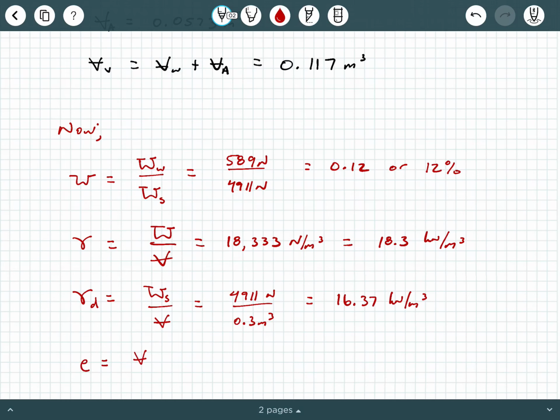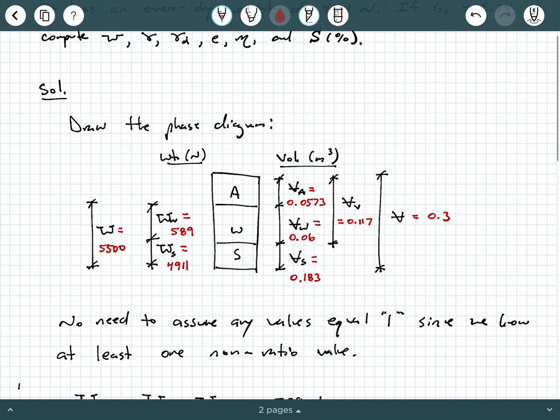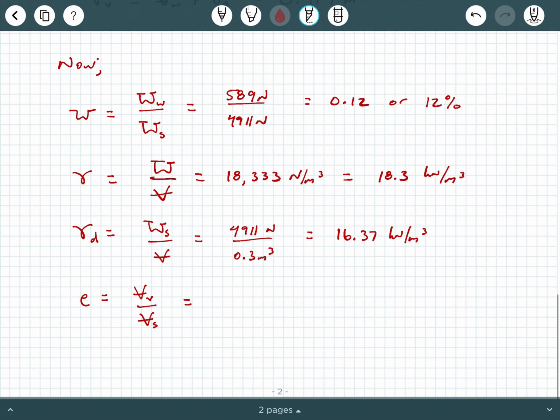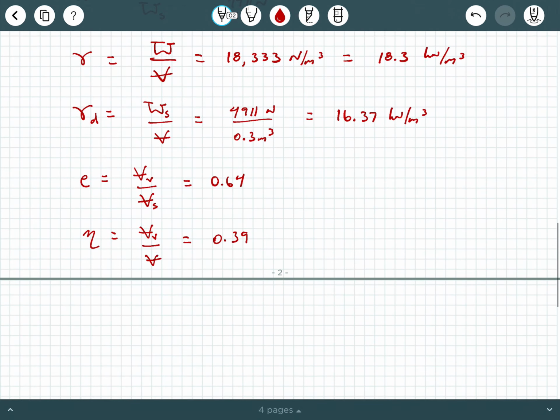And then my void ratio, volume of voids divided by volume of solids. So let's see what those two numbers are. Volume of voids was 0.117. Volume of solids is 0.183. So what does that come out to be? I get 0.64 as my void ratio. My porosity is volume of voids over total volume, okay? So that's 0.117 divided by 0.3. So I get a value of 0.39 for my porosity.